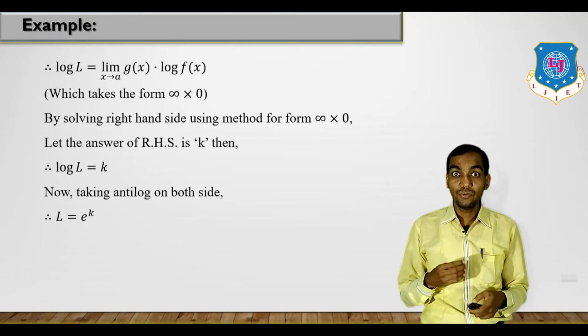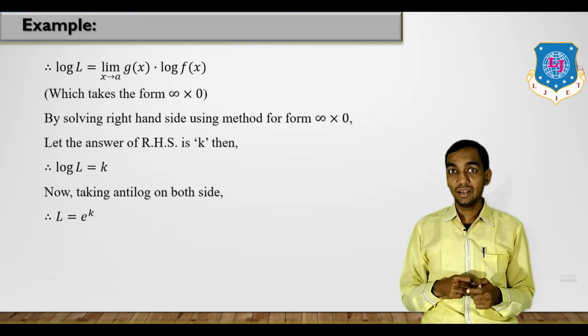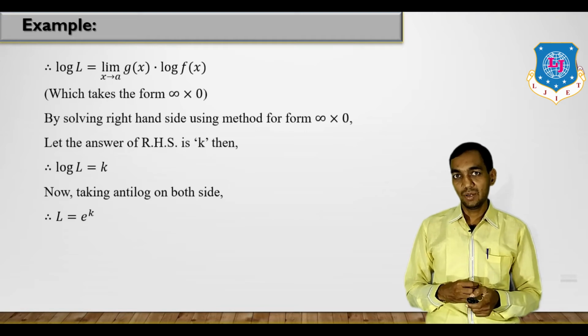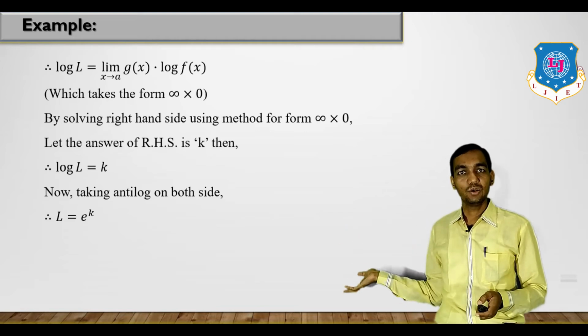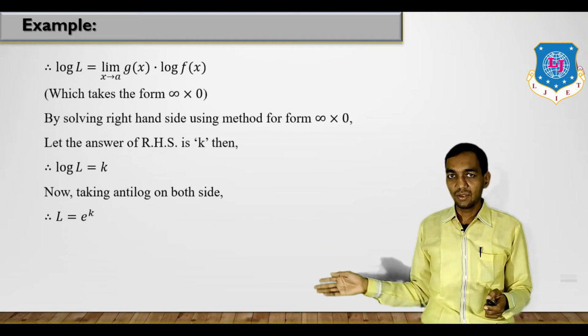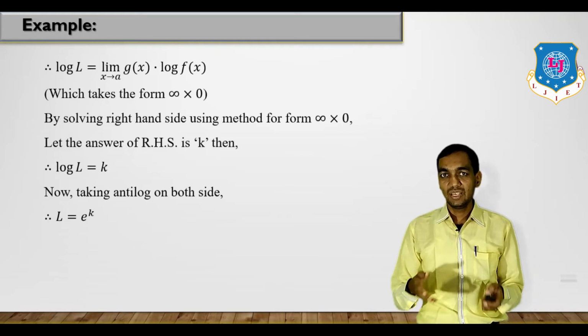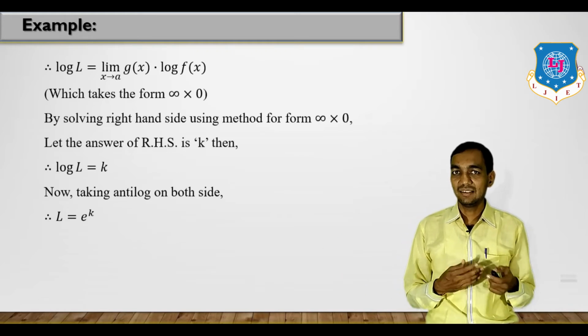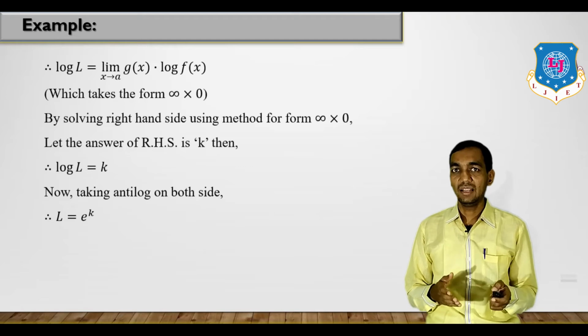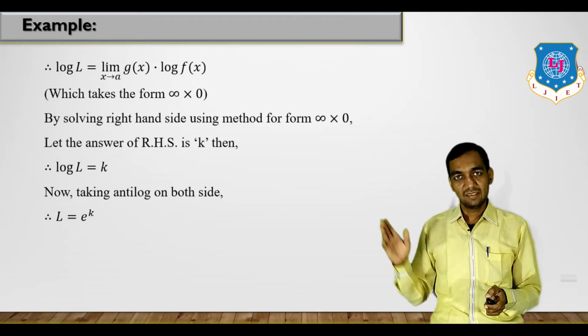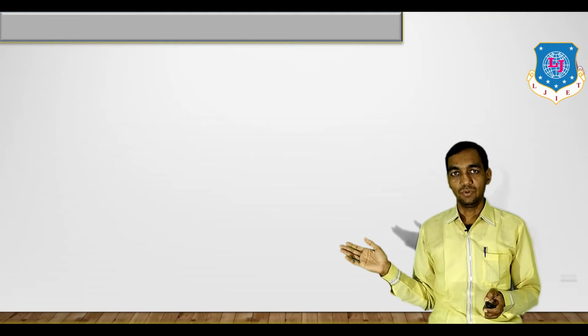But this is the value of log L, that means it is not the value of the original limit, it is the value of the log of the limit. So you have to take the antilog on both sides, and that will give you capital L is equal to e raised to k. Please remember, as we have taken log, at last we have to take antilog to find the original limit. That is the main thing in these three types of indeterminate forms.